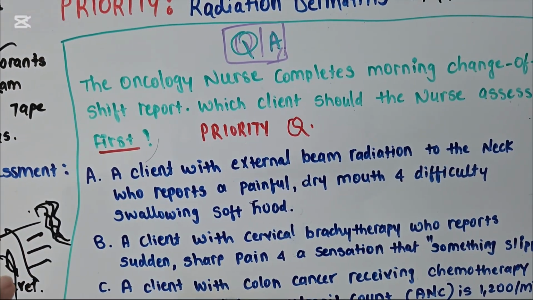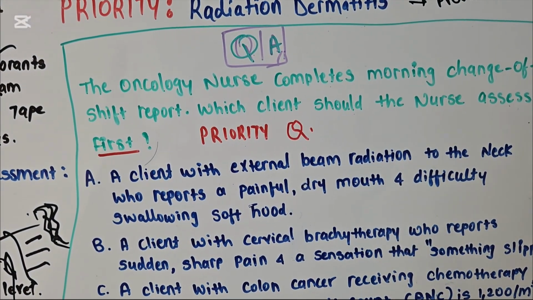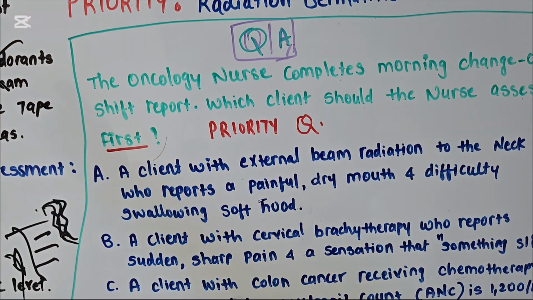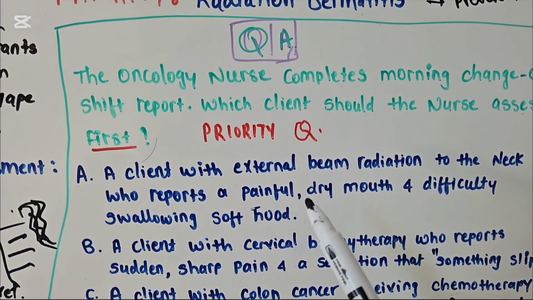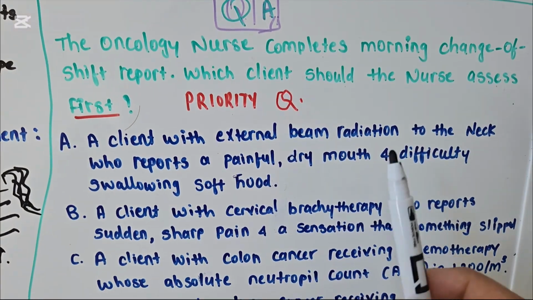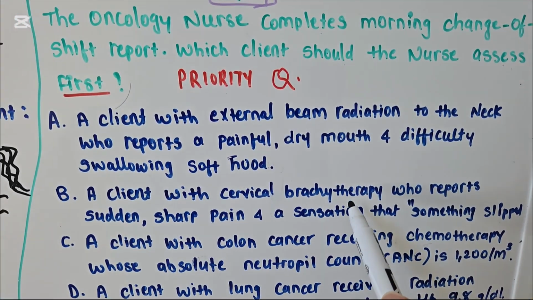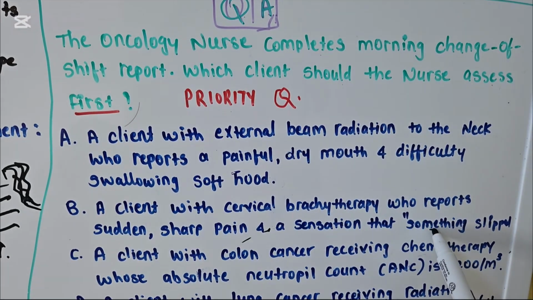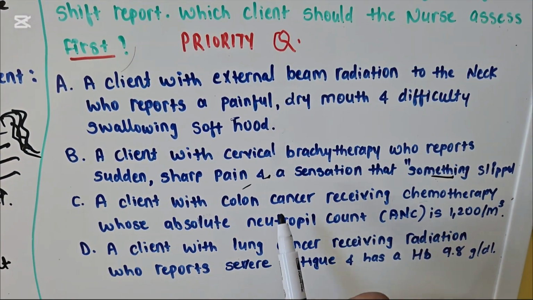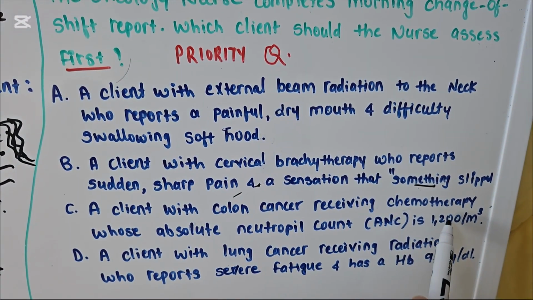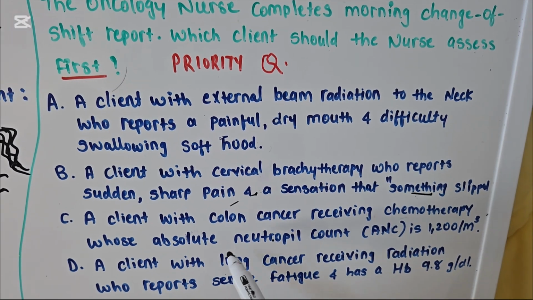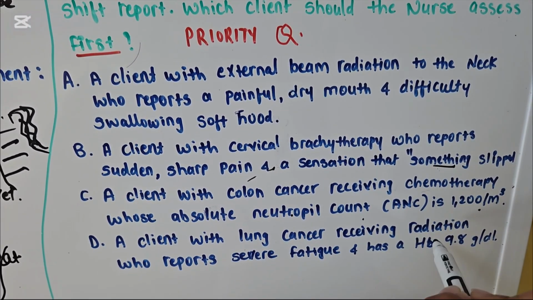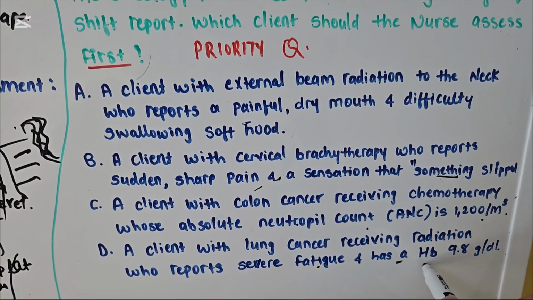The first client is receiving external beam radiation to the neck, who reports a painful dry mouth and difficulty swallowing soft food. The complaints are pain, dry mouth, and difficulty swallowing soft food. Second is a client with cervical brachytherapy who reports sudden sharp pain and a sensation that something slipped. The third is a client with colon cancer receiving chemotherapy, whose absolute neutrophil count is 1200 per microliter. The fourth is a client with lung cancer receiving radiation who reports severe fatigue and has HB 9.8.